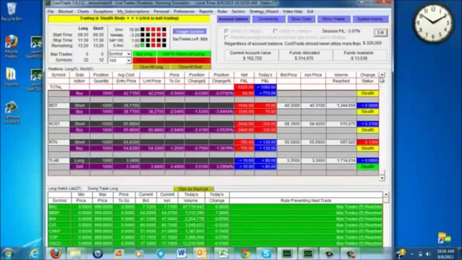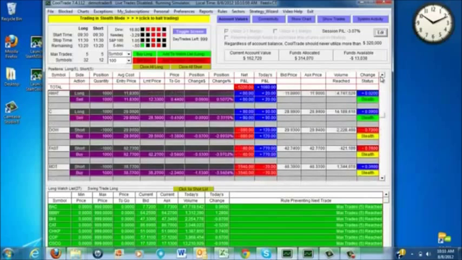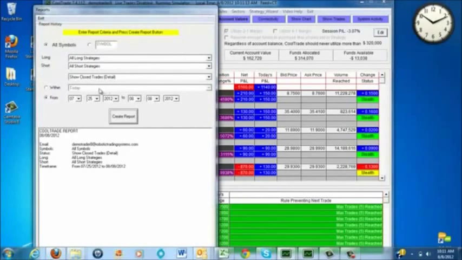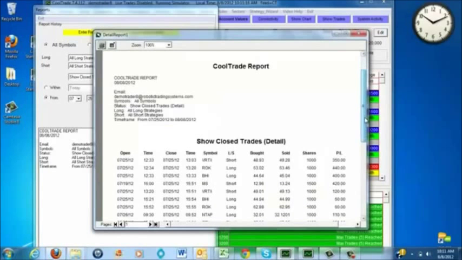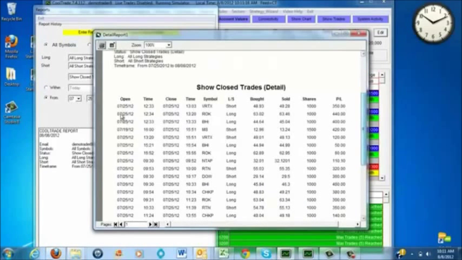So the market's been rallying upwards, and it's been closing out the long positions, and the short positions it will wait for a correction, and it will begin closing out the short positions once that occurs. So here, if I look at a report from 7/25 to today, you can see 7/25 it opened up the first position here and then closed the first position here. It was Vertex, short, the buy and sells reversed, ended up making 350 bucks.